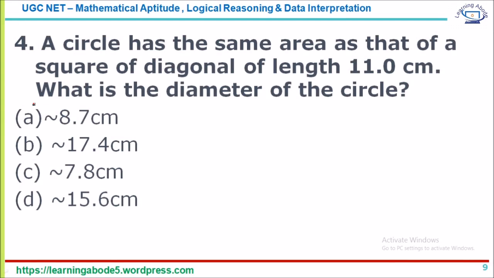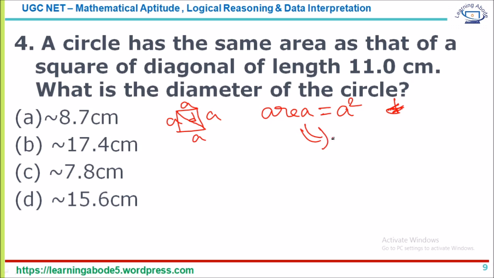Next question: a circle has the same area as that of a square with a diagonal of length 11 centimeter. What is the diameter of the circle? Now square side is A, right, and this is the diagonal D. Now the area of the square is A square, and in terms of diameter, the area of the square is half of D square.